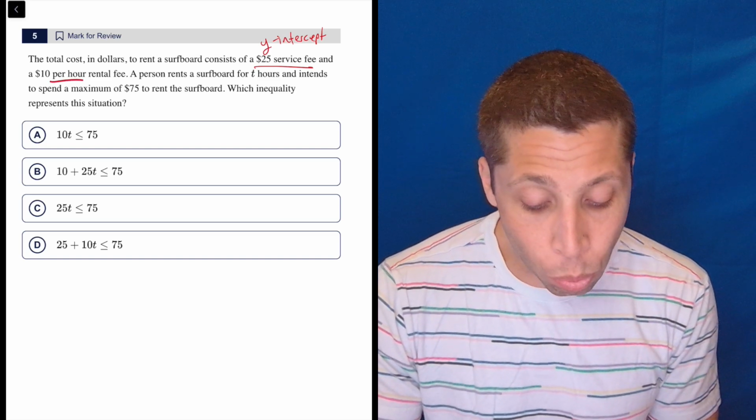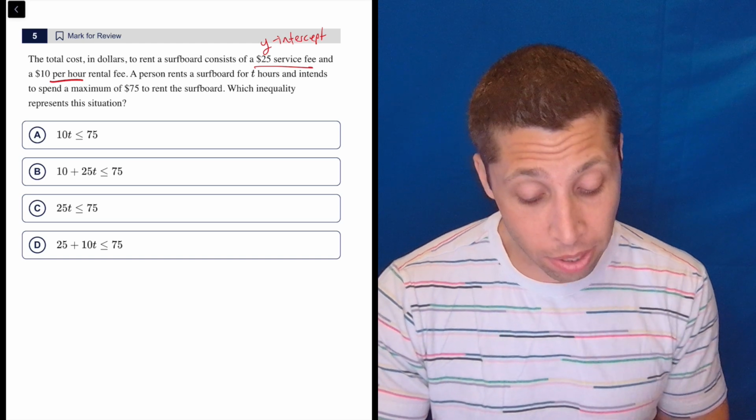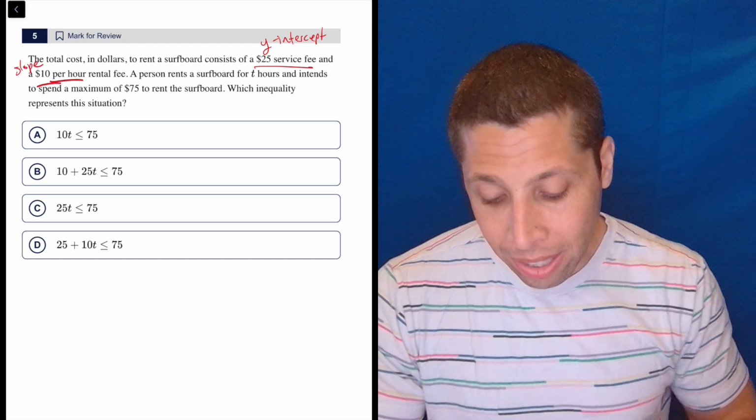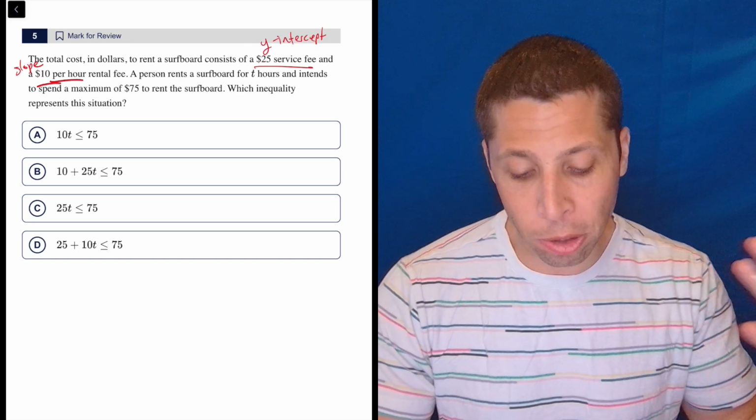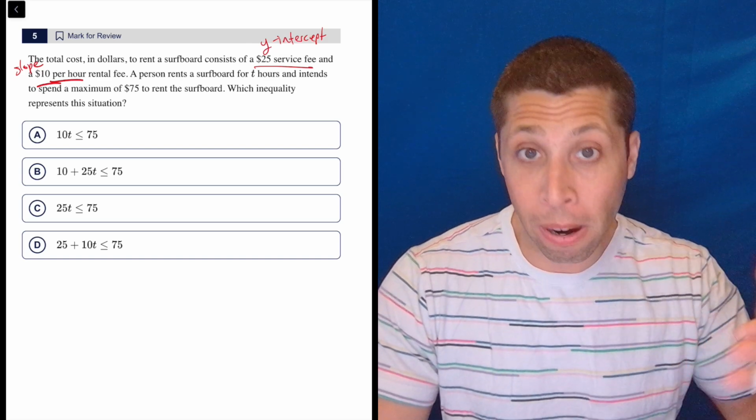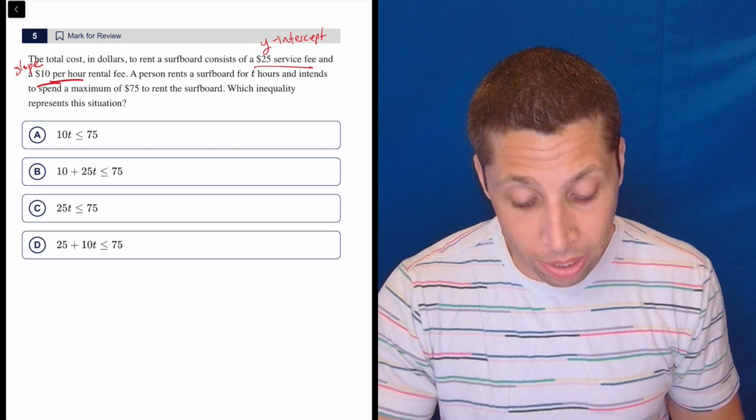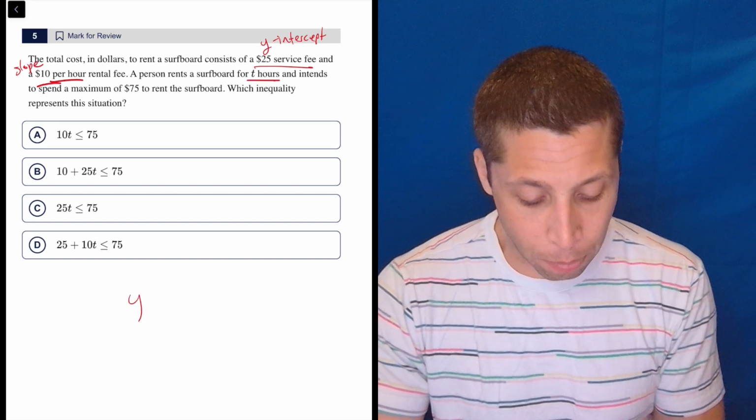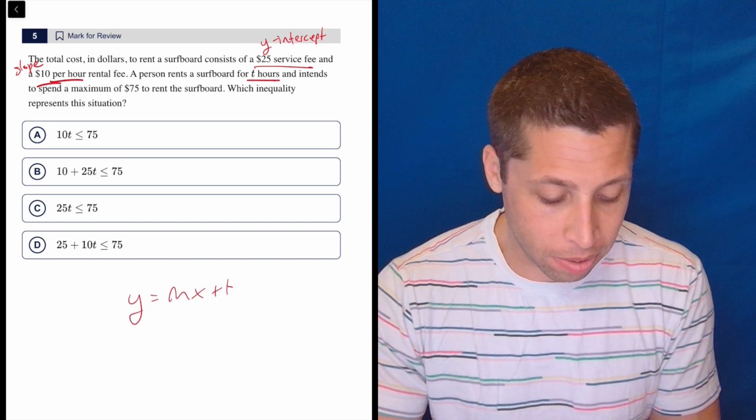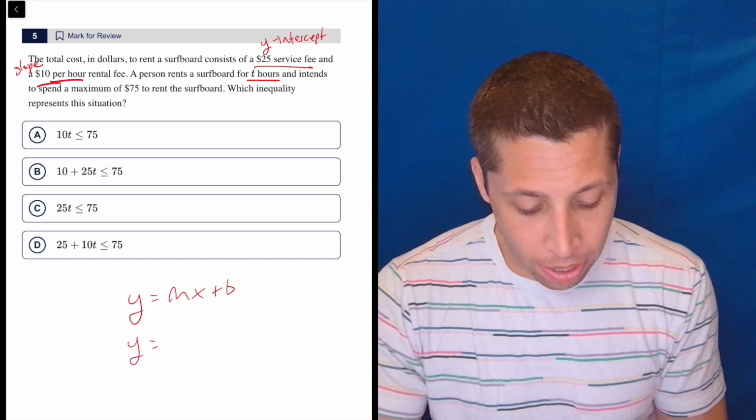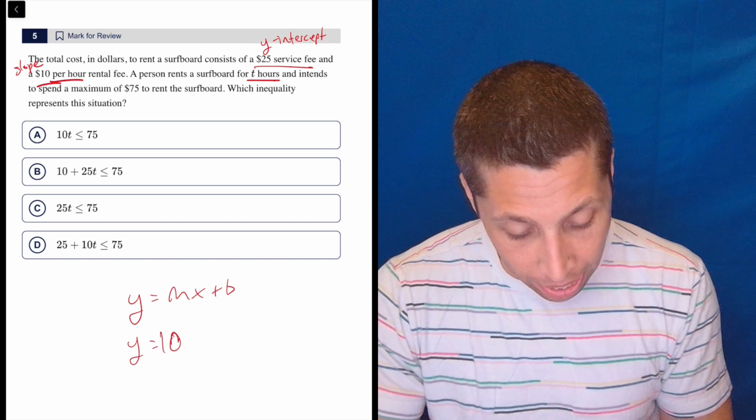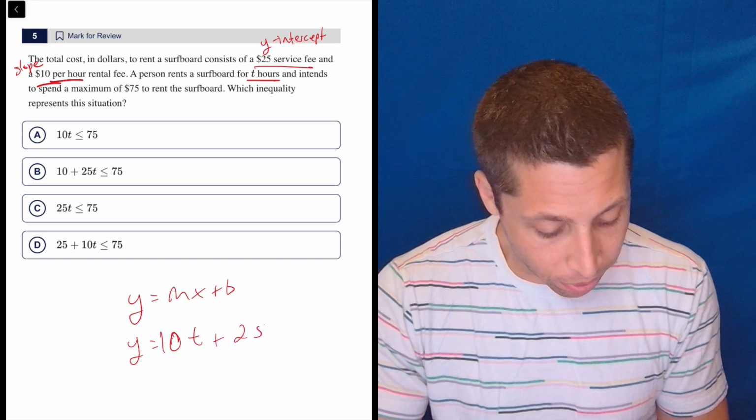And then when we have a rate, and the word per is a good sign that we have a rate, that is telling us we have more of a slope. So yes, they both use the word fee, but $10 per hour rental fee, that's per hour. That's based on something. And so since the number of hours is going to be t, I'm basically going to want to set up a y equals mx plus b equation where I have the m, or the 10, and then t, and then 25.